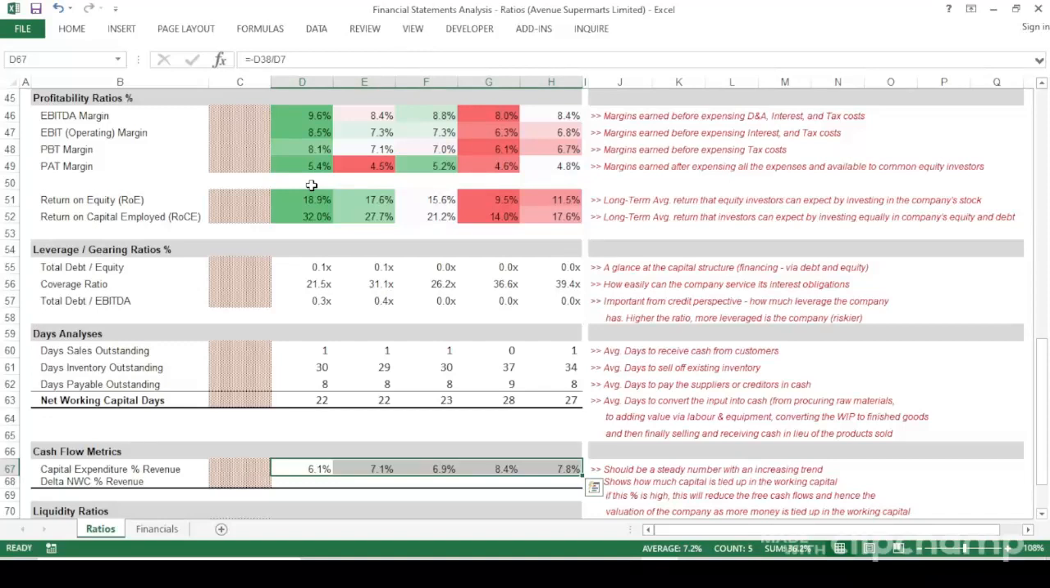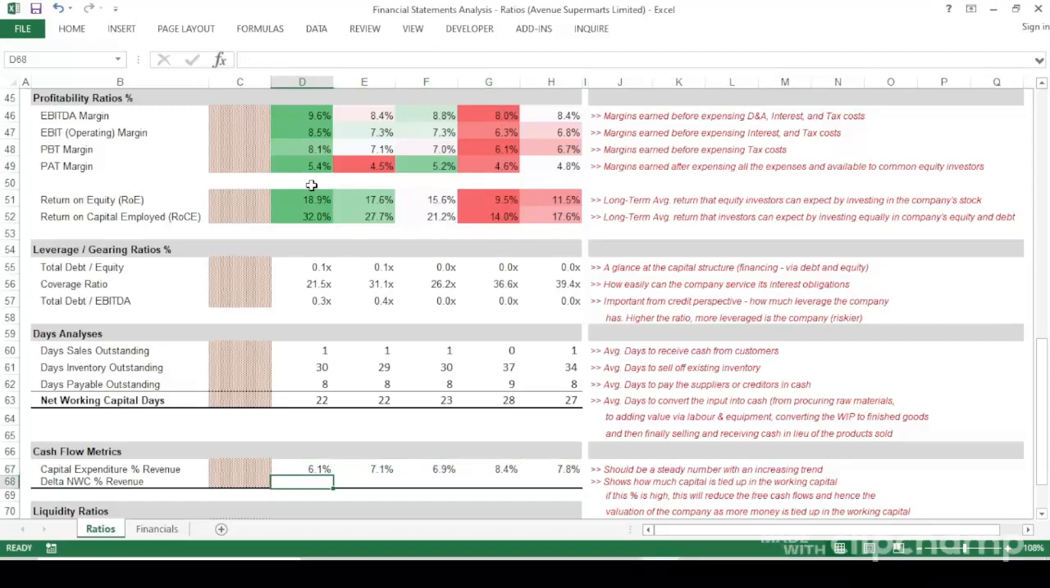But if we see a continuous declining trend of the capex percentage revenue, that might be a little problematic area, and the person must explore or delve a little deeper to understand why the company is not spending on the expansion.